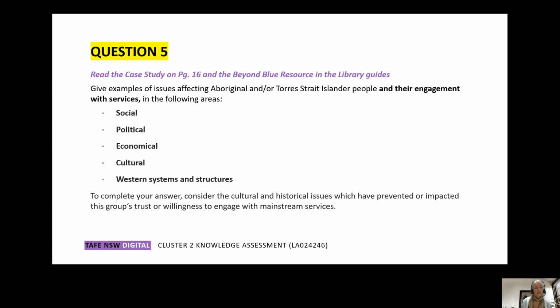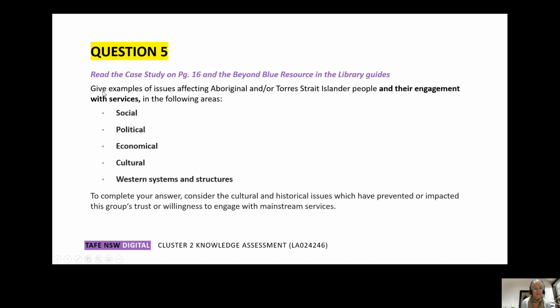Question 5. Read the case study on page 16 and there's a link at the bottom of the page of that case study, a link to the Beyond Blue resource, which I'm pretty sure takes you to the library guides. But all you need to do is to read that case study, and then at the bottom of the page, you can actually click on the link to the Beyond Blue resource. Please read the resource. Read the case study and you're going to then be able to answer this question.